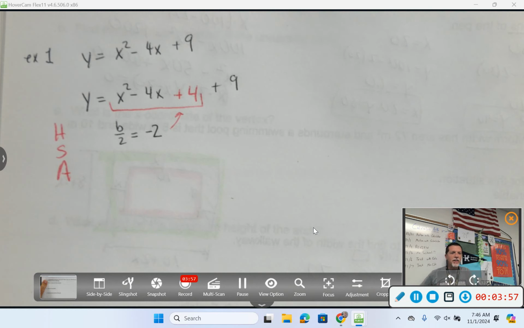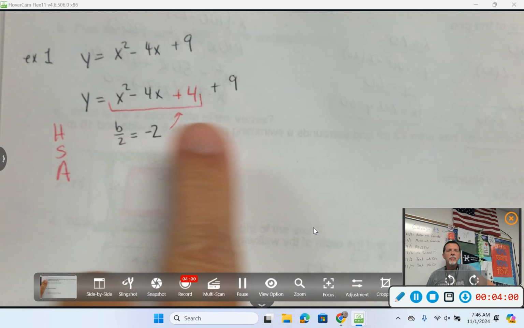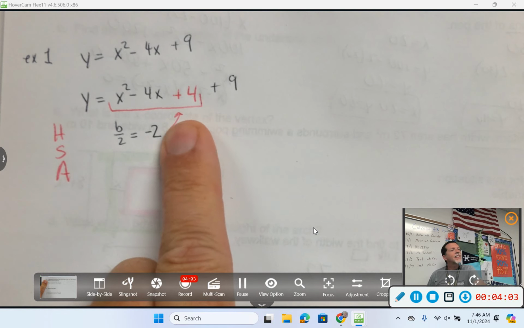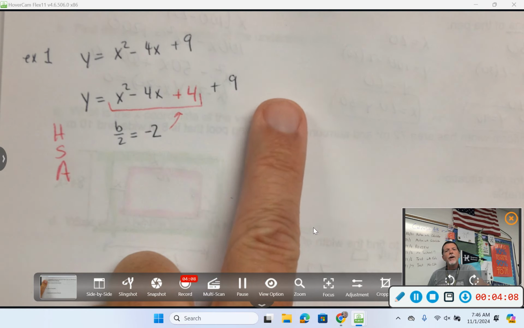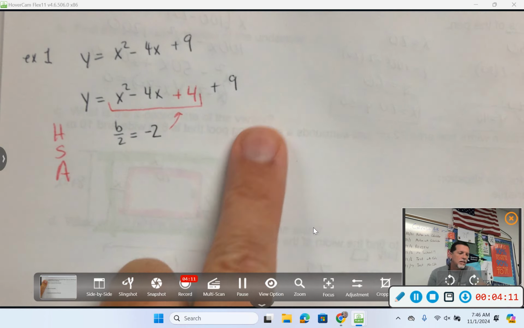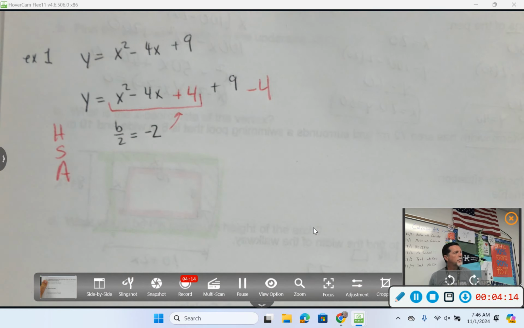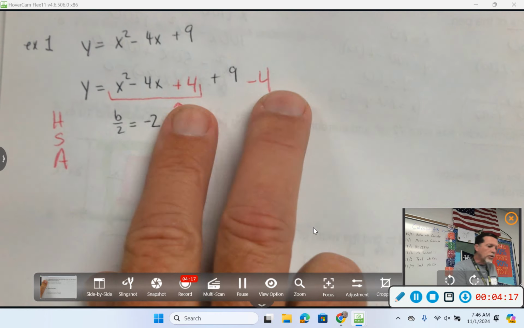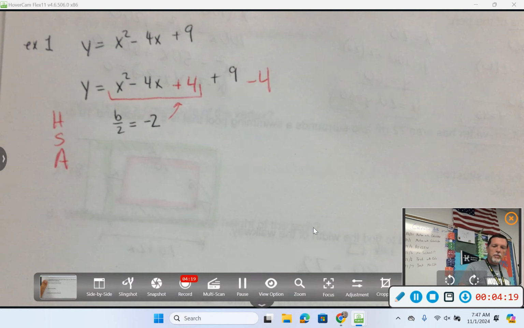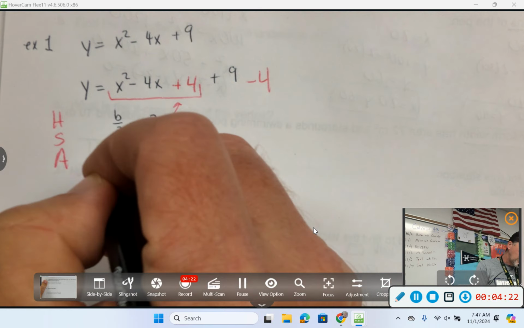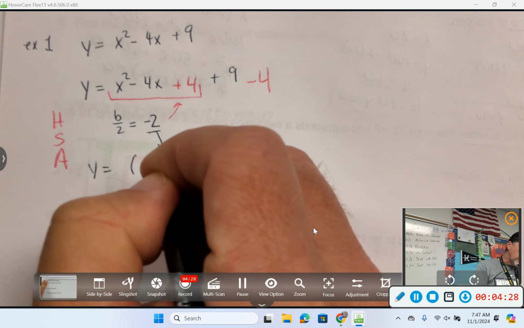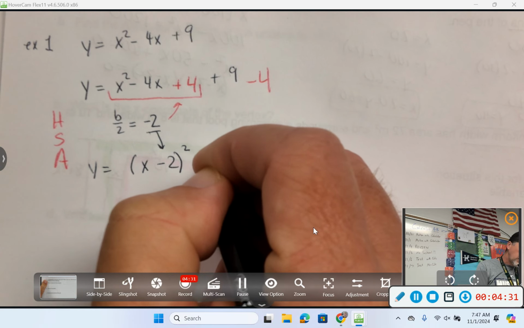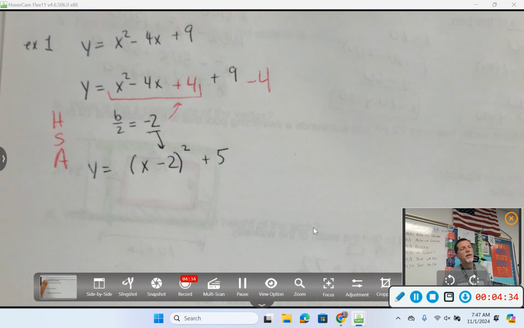But here I want everything on one side because I want y equals something. So I can't just go sticking plus 4 on the side. That's not fair or legal. So what would counter the plus 4 that I wrote? I could subtract 4. Those 4s would cancel, and then you'd be right back where you started. But the point is, now this is a perfect square. Remember, it factors with the minus 2 every time. There's vertex form.